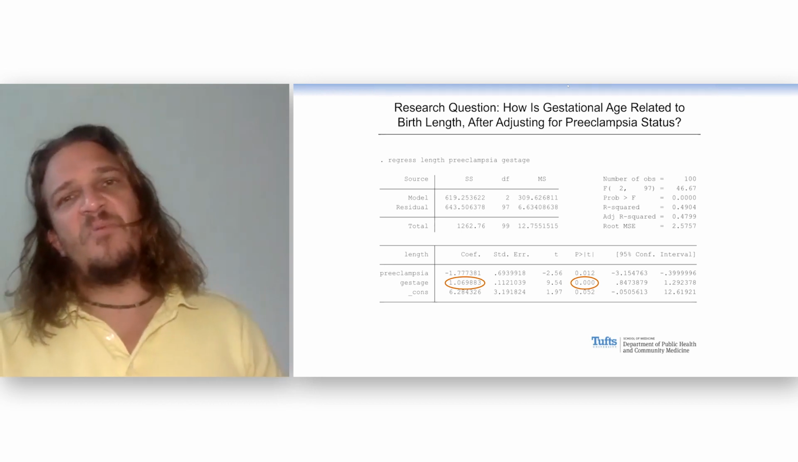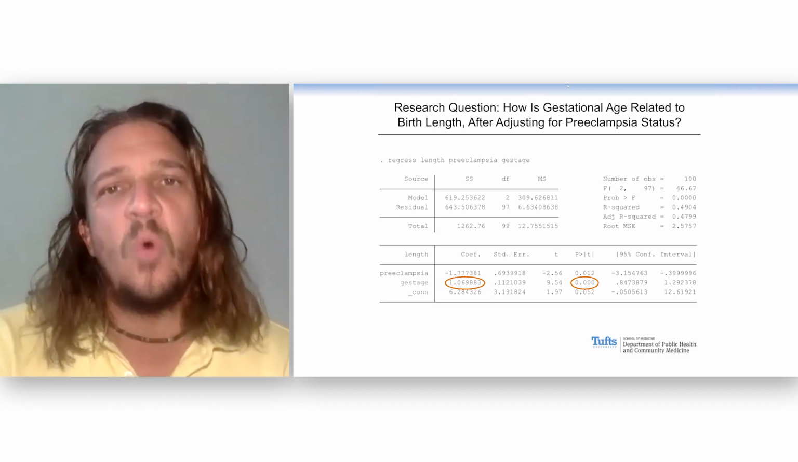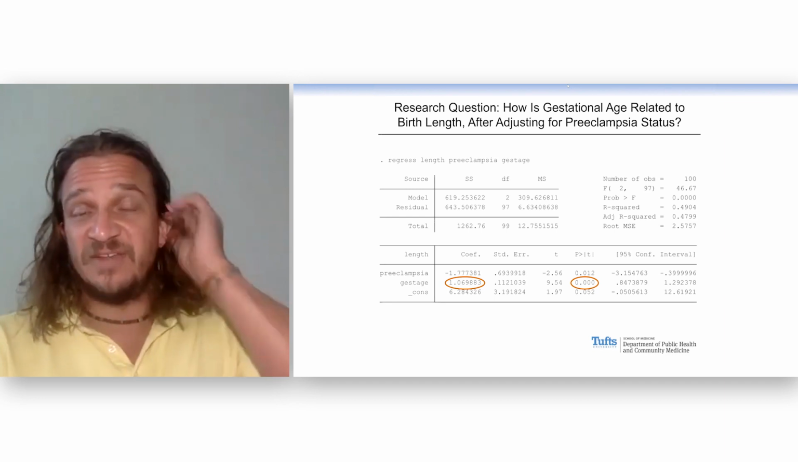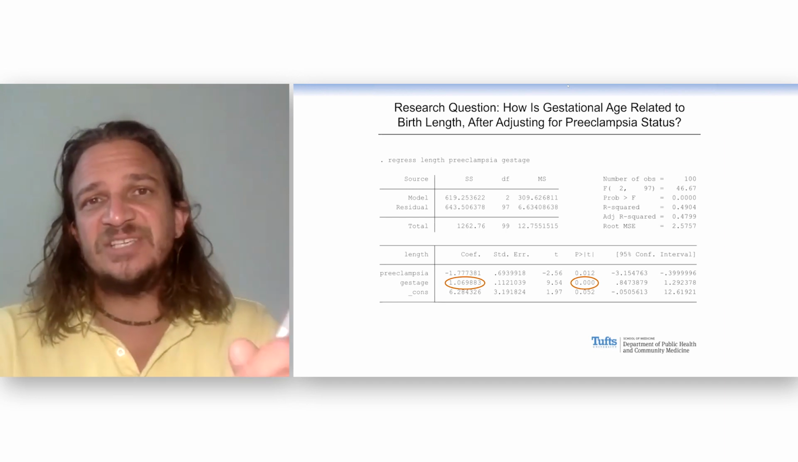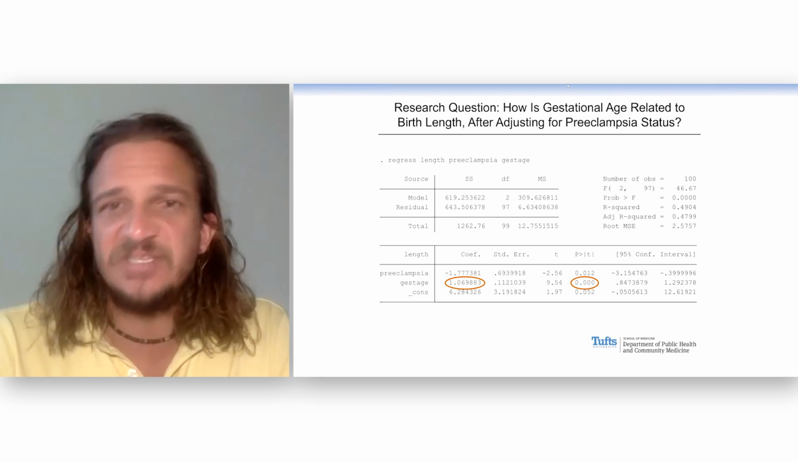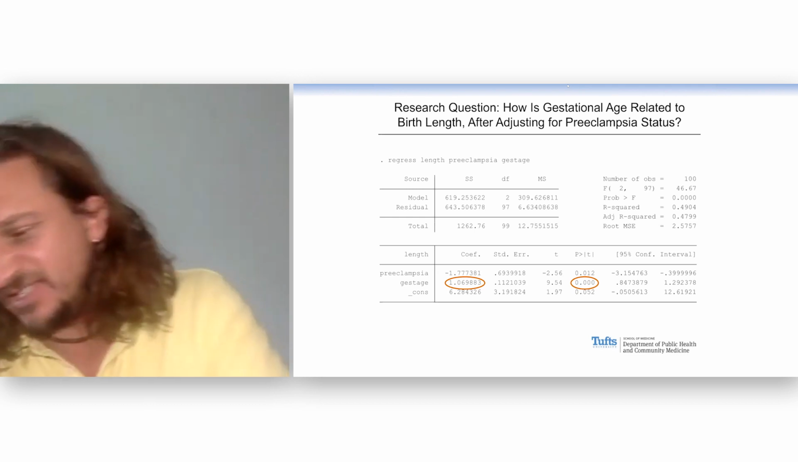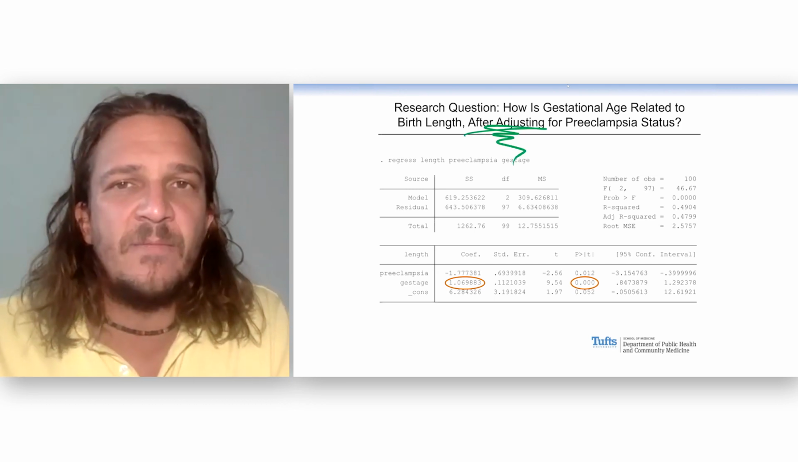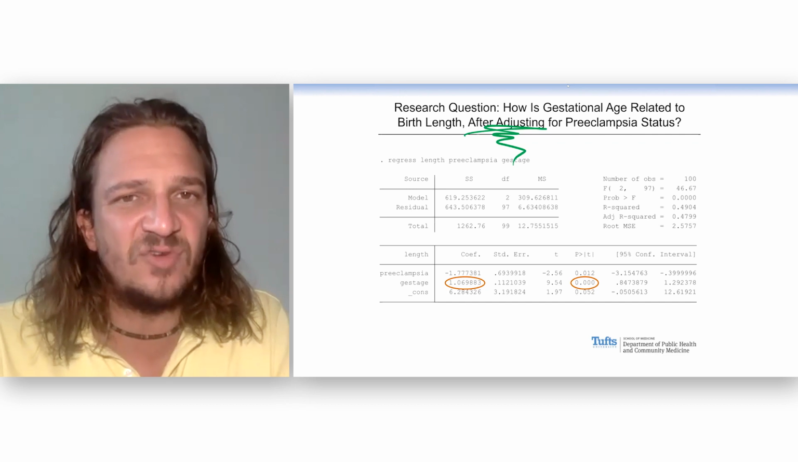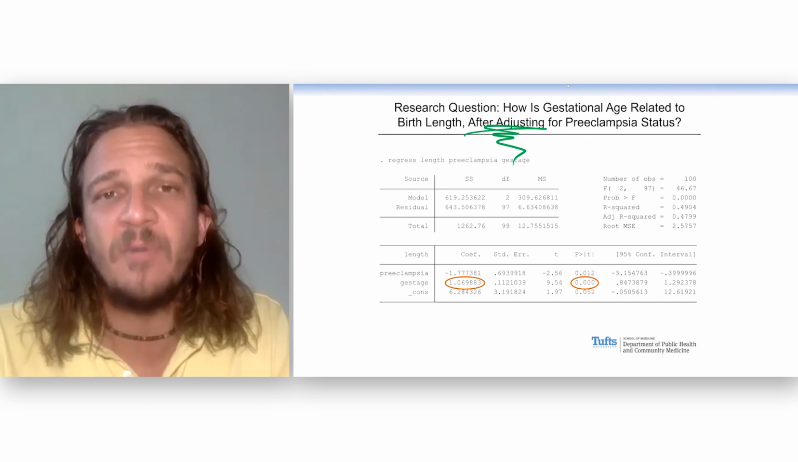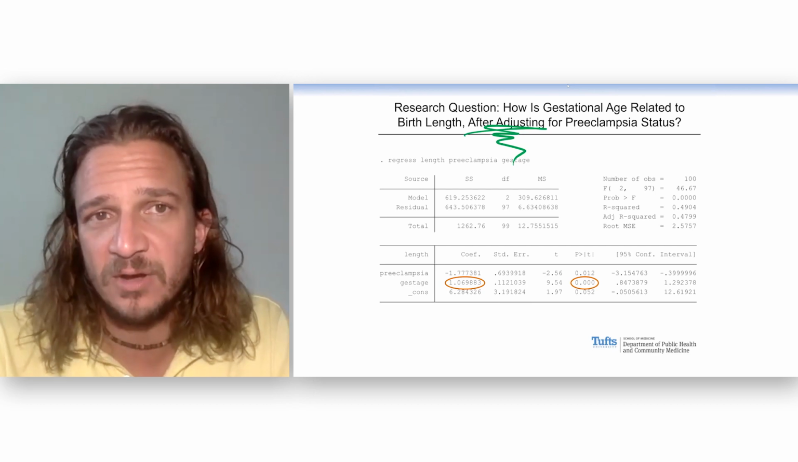And the most important thing you can ask anybody is, what is your research question? If somebody says to you, how is gestational age related to birth length after adjusting for preeclampsia status? This part right here tells you there's some concern, some interest about confounding, that we want to adjust for some other variable or control for it.